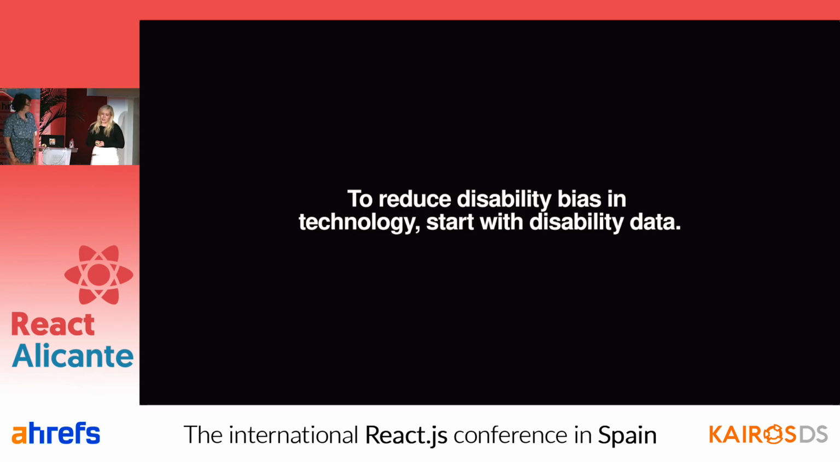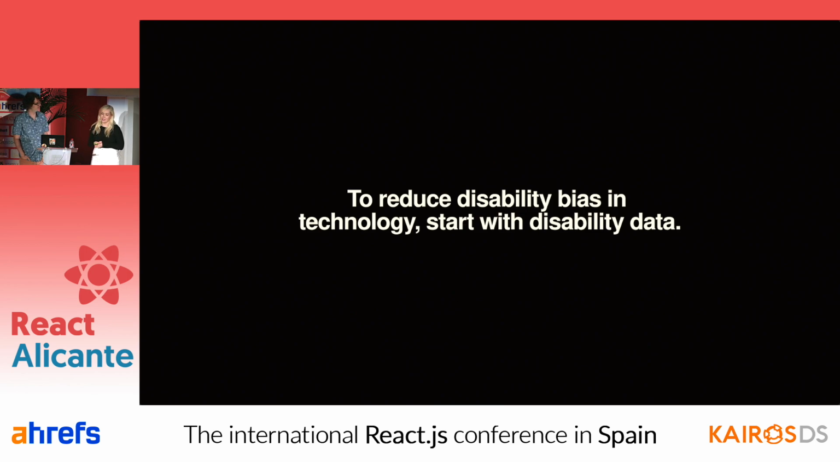So to reduce disability bias in technology, we have to include disability data, and it has to be collected in a personal and respectful way. And there is a lot of time before we get there. And for now, we have a term which we use in Microsoft, which is data desert. And that means that people with disability are not represented in the data sets.